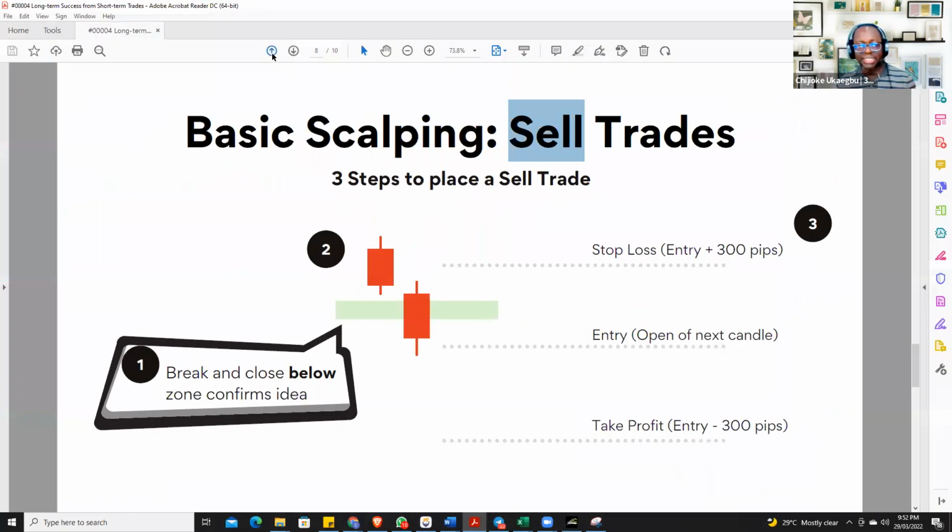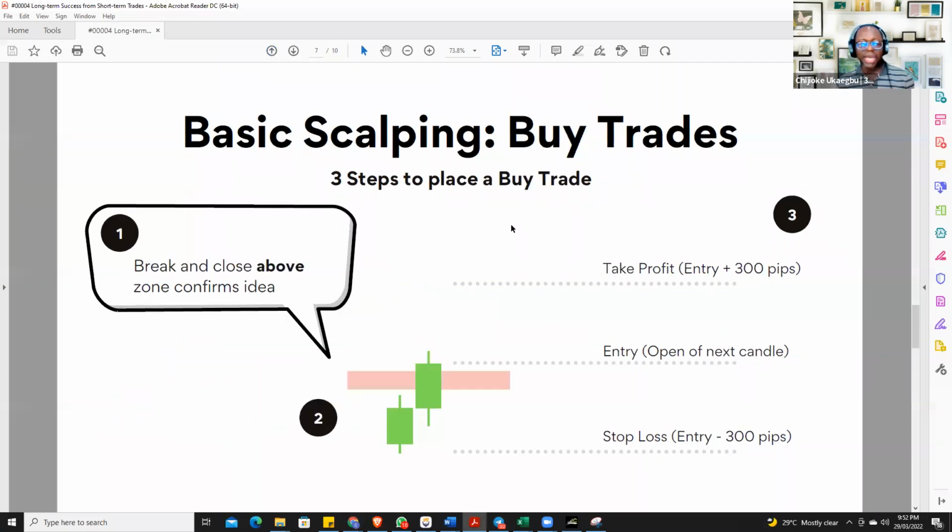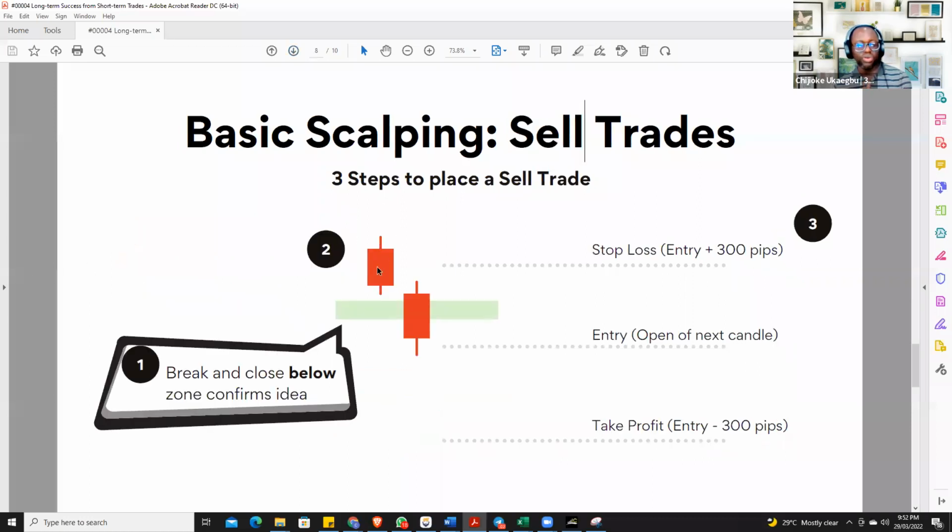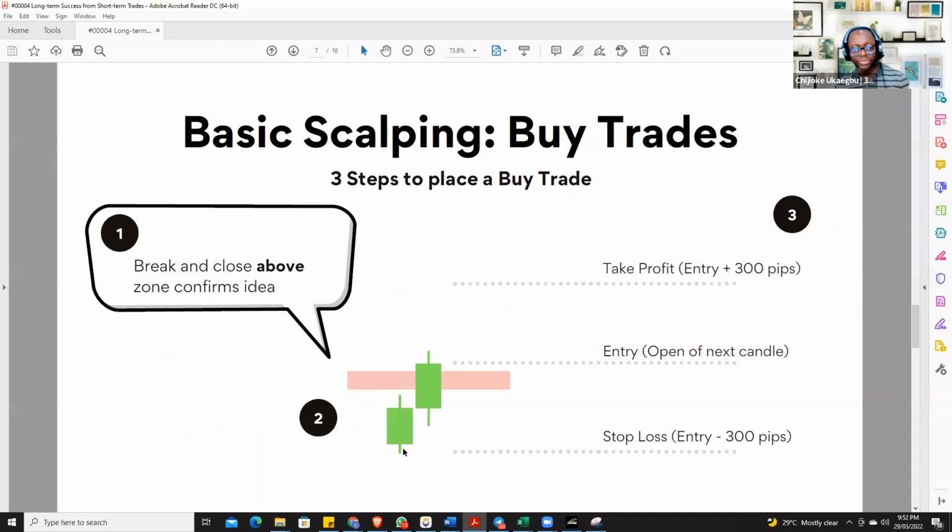Let's just go through the buy side quickly, and then we'll come back and do an example, or indeed 2 examples. Okay, if it's a buy trade, the setup is going to be slightly different. Number one, the instruction will be break and close above the zone, confirms the idea. So now you'll be looking for green candles that are coming from below the red line up to the red line. Remember, with a sell, you're looking for red candles coming from above and breaking through. Okay, but if it's a buy, you're looking for green candles going from below and breaking through this red line.